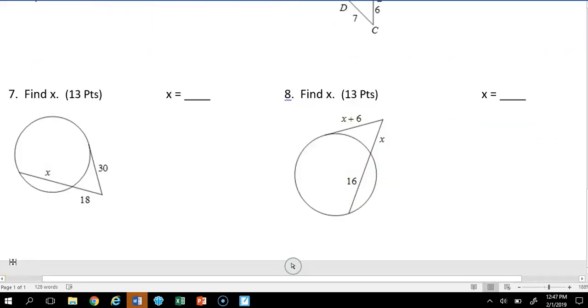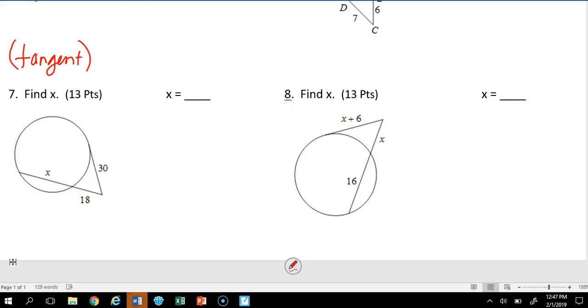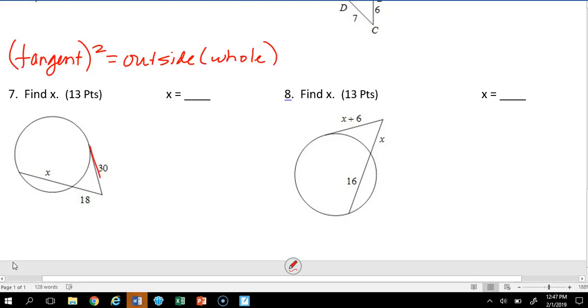Okay, so let's work the last two problems. Now 7 and 8 are different from 5 and 6 because 7 and 8 have a tangent and a secant. So when we do these, we're going to do tangent squared equals outside times the whole. Okay, so our tangent is here.